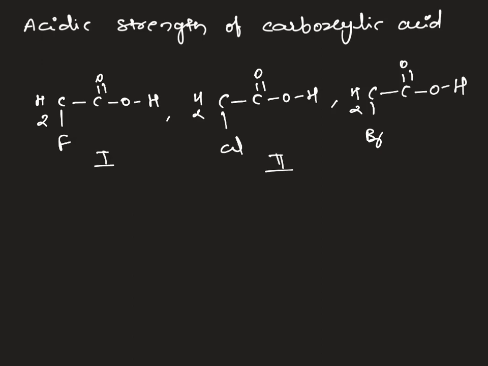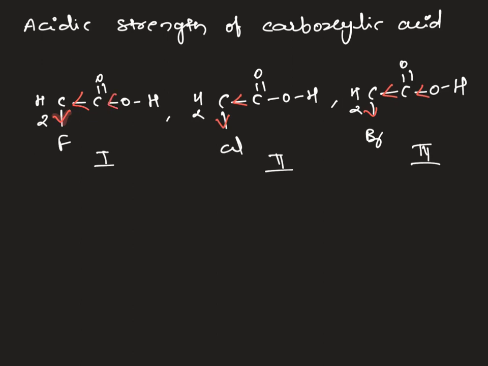I am writing here 1, 2, 3 structures. Now can you tell me which is having a more acidic strength among these 3 carboxylic acids? So here in structure 1, fluorine is attached. Fluorine is a -I group, and which will pull electrons from the system, and here chlorine is attached, and here bromine is attached.